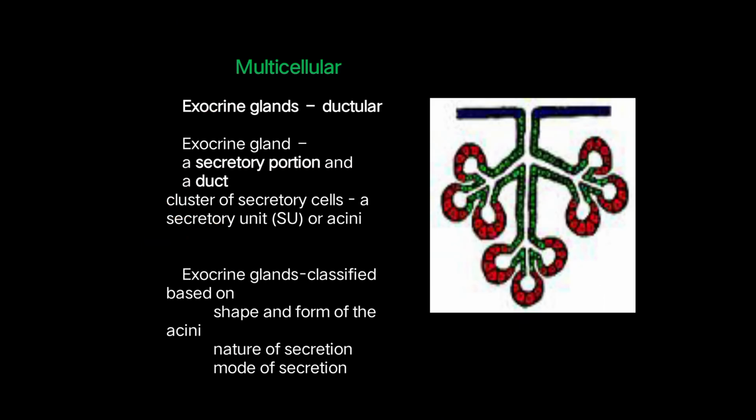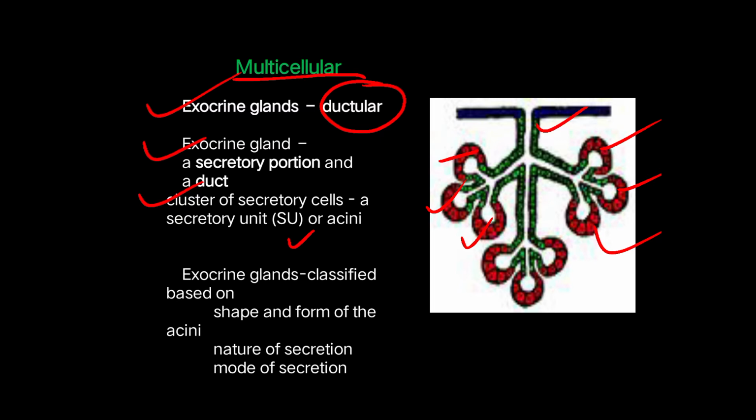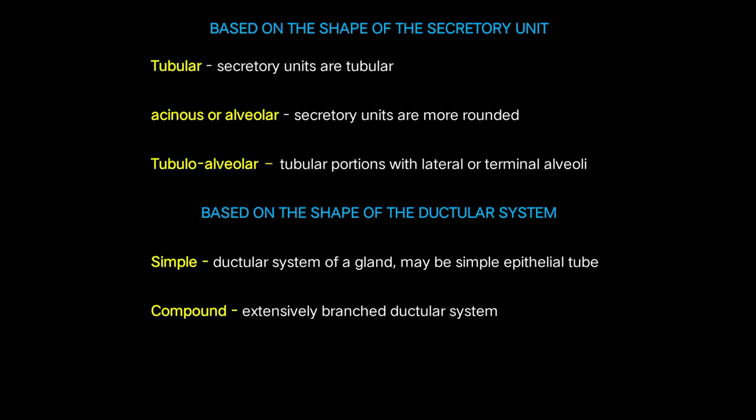Okay, now the multicellular glands. Exocrine glands are ductular glands. Exocrine glands have a secretory portion and a duct. You can see these are the secretory portions, and these are the ducts. The cluster of secretory cells is a secretory unit, or acini. So these are the acini; there are 3 acini here. Exocrine glands are classified based on the shape and form of the acini, nature of the secretion, and mode of secretion.